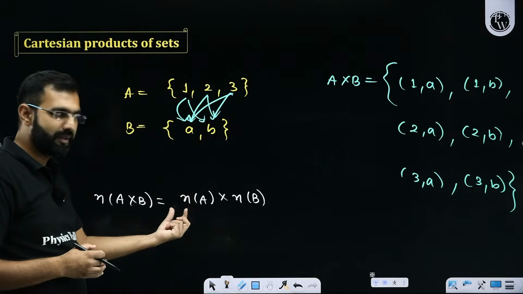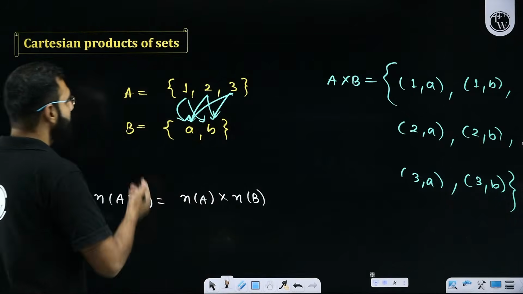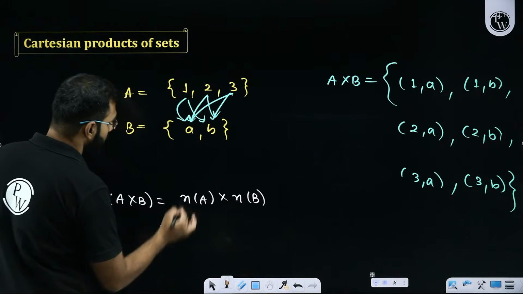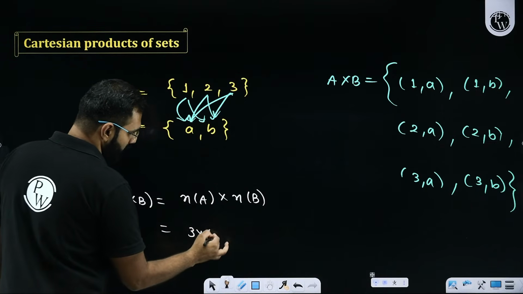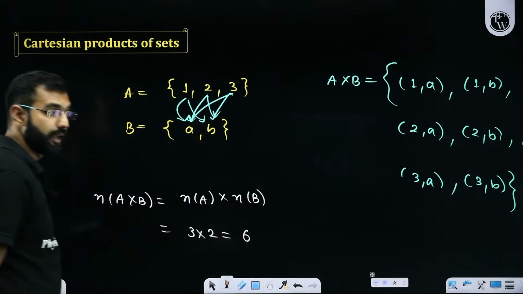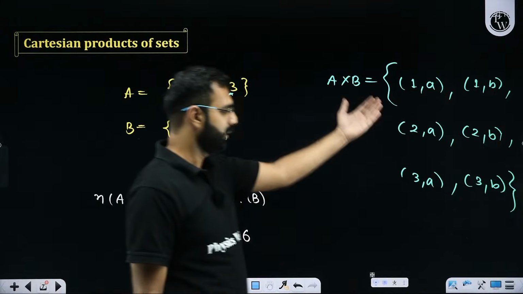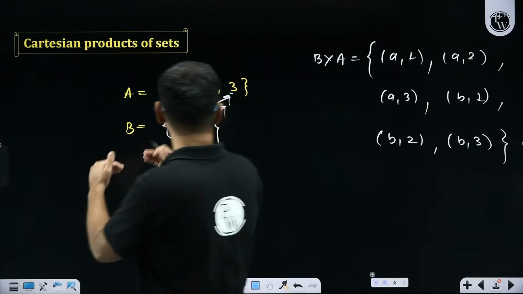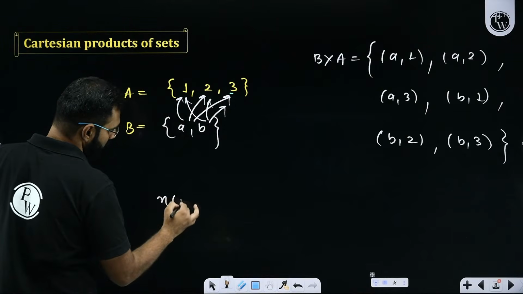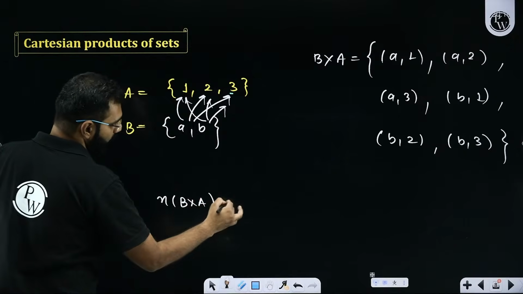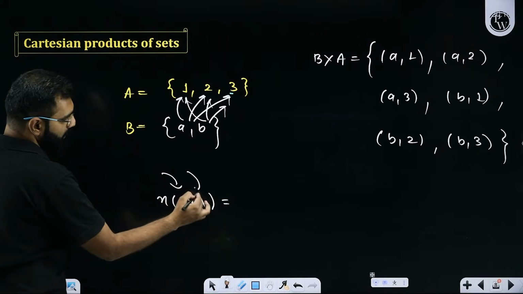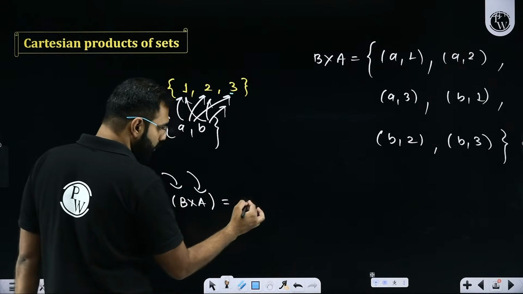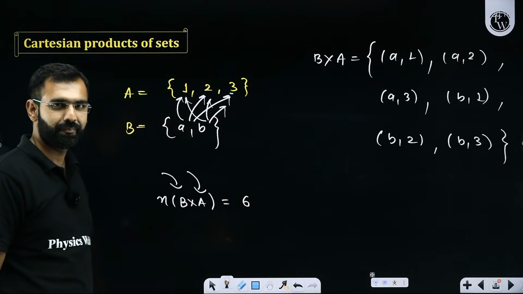So the number of elements in A into the number of elements in B will give me the number of elements in A cross B. The number of elements in A are 3, the number of elements in B are 2, so the number of elements in A cross B are going to be 6. The same thing would have happened here as well. If I'm asked to figure out the number of elements in B cross A, it would have been the number of elements in B into the number of elements in A, which is again 2 into 3. That's again nothing but 6.